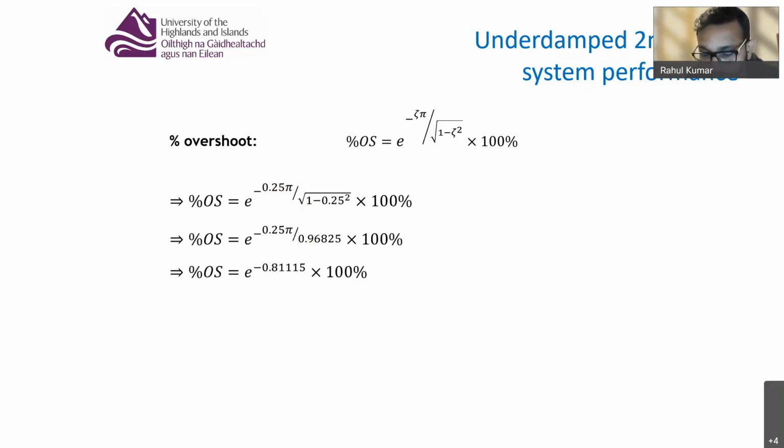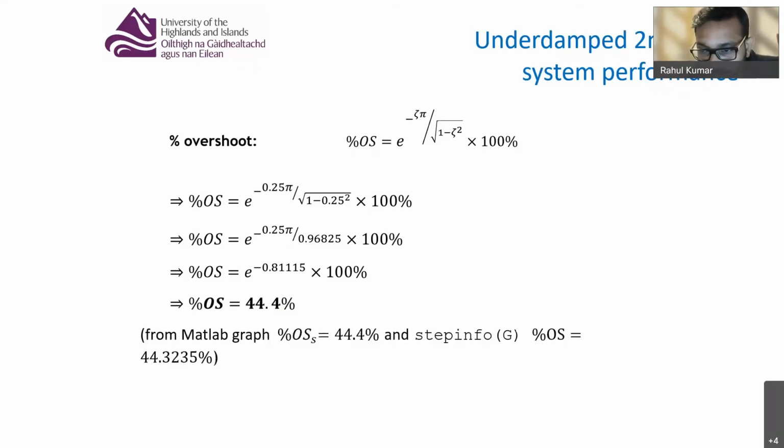And again, if you continue solving it correctly, you should end up getting 44.4%. So it is percentage overshoot, so the unit will be percentage. Now from MATLAB, I got that value to be 44.3, quite close, right?